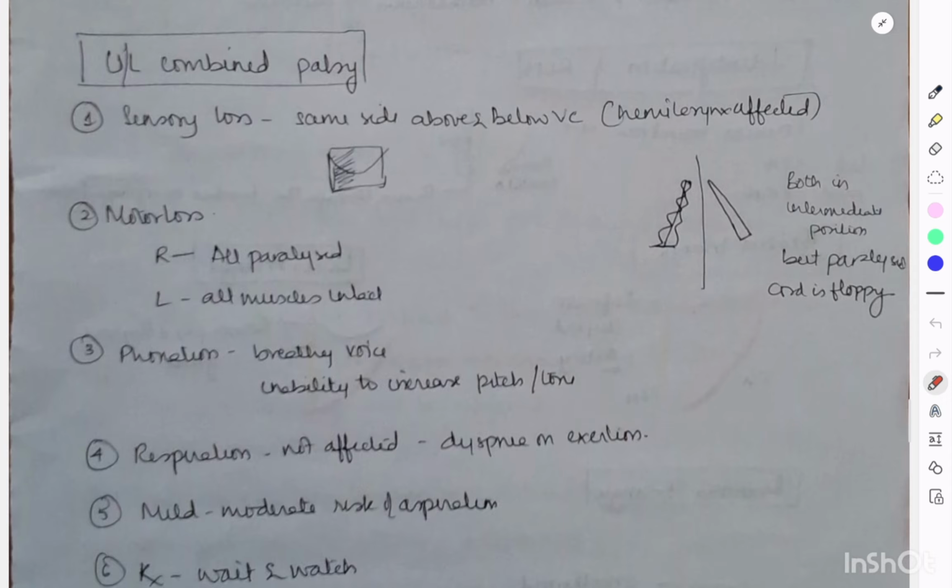Now coming to combined palsy. Combined palsy of one side, unilateral combined palsy. So what will be the sensory loss? Upper side because of SLN, lower side because of recurrent laryngeal nerve. Motor loss: all are paralyzed. So there will be neither tensor nor adduction nor abduction, so it will be in the intermediate position or cadaveric position. Phonation: since it cannot adduct, there will again be breathy voice because of the more space. There will be inability to increase the pitch or tone. In respiration it is not affected because it is in the intermediate position, but there will be dyspnea on exertion.